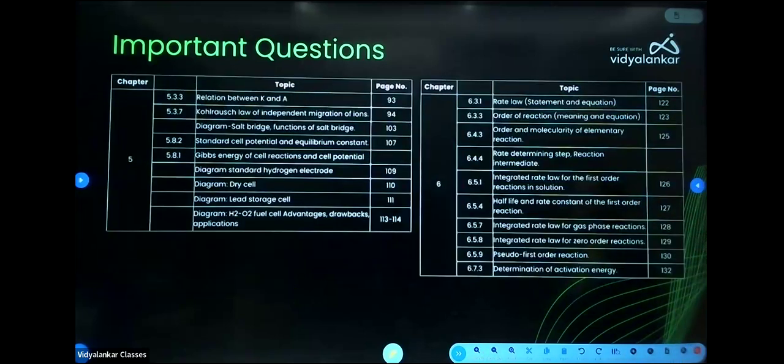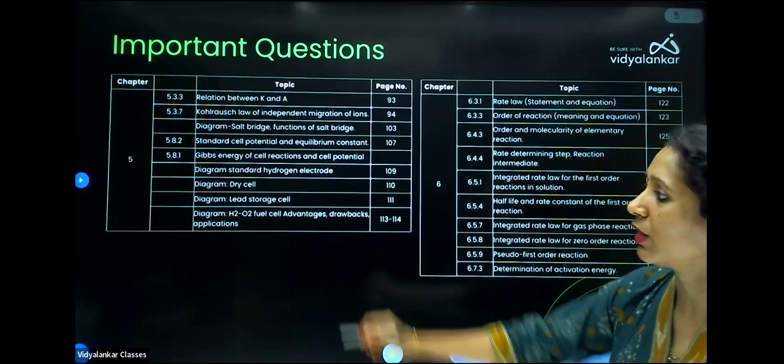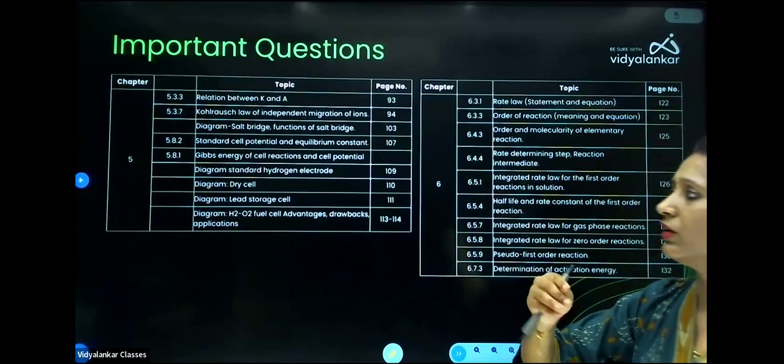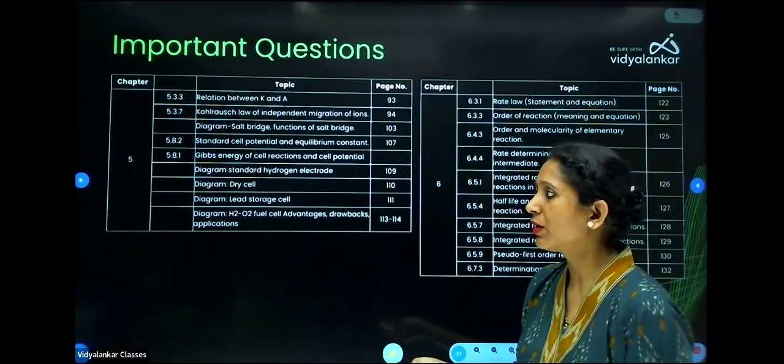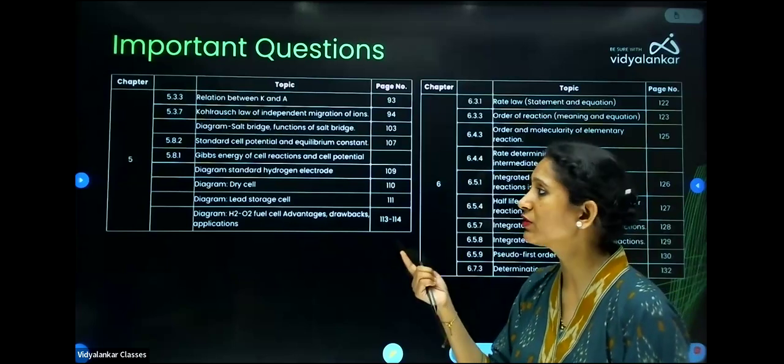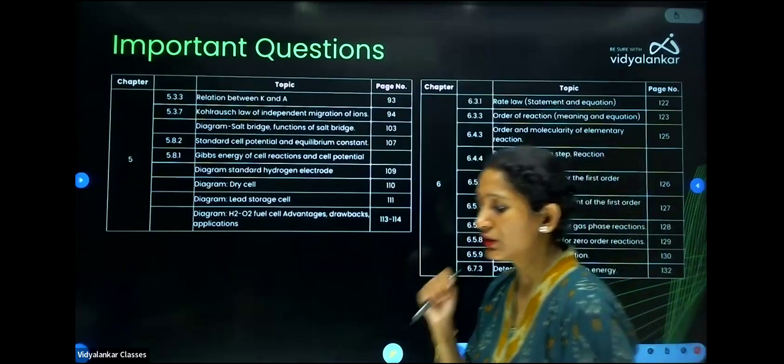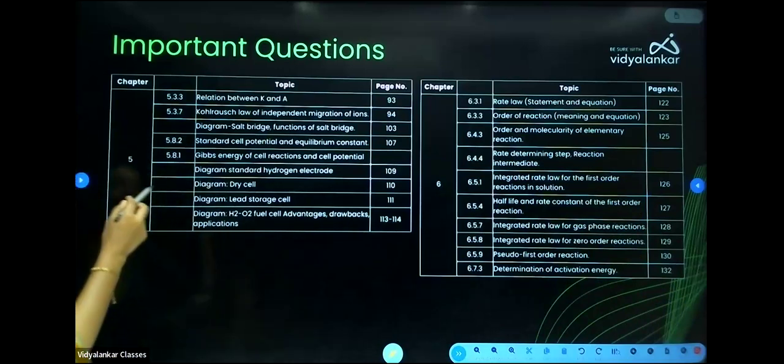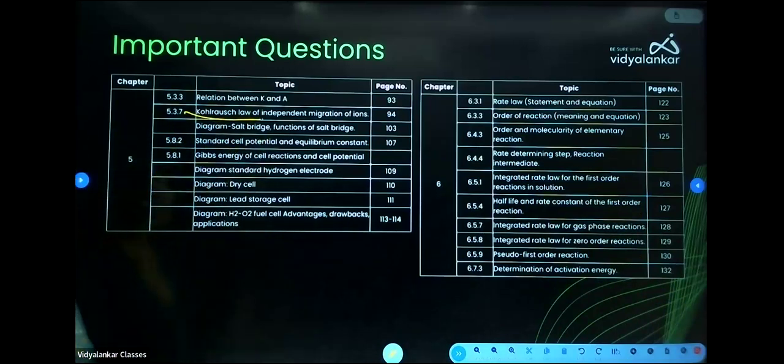Let us go with the next. Now the next chapter is electrochemistry, chapter number 5. Again, it is an easy chapter; as I said, mostly diagrams come from this chapter. Here again, the chapter starts with a statement. This is Kohlrausch law, which mostly comes for 1 mark. Either you get a 1 mark numerical in the MCQs, or in section B, C, D, anywhere, based on the Kohlrausch law of independent migration of ions.